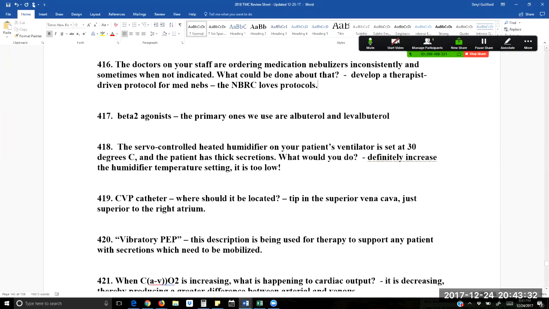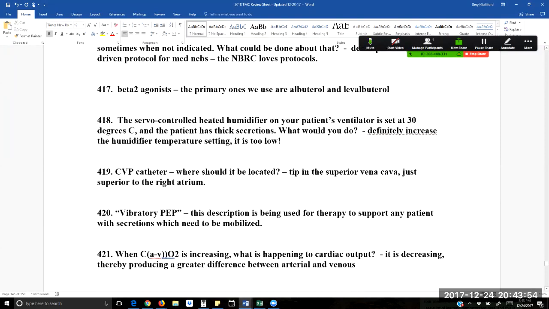Beta-2 agonists, you use these medicines all the time, but you may not have heard them referred to as beta-2 agonists. That's what they are, albuterol and levalbuterol, which is Xopenex. And they stimulate the beta-2 receptors to open up the airways. All right, now you'll know that term goes with albuterol and levalbuterol.